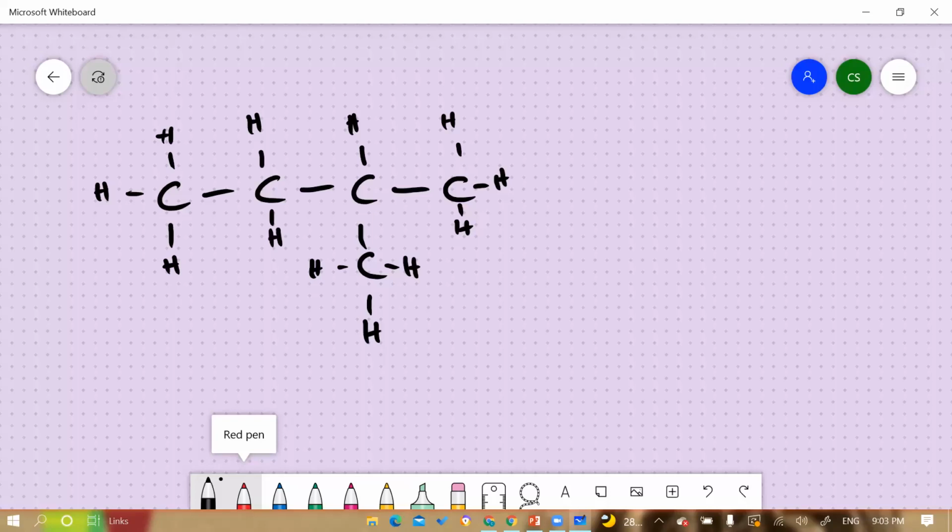All right, great. So try naming this one and take your time. No rush. Longest chain, the homologous series. Then identify if you have a branch. If it has a branch, make sure to remember the number. Identify the number for finding position.